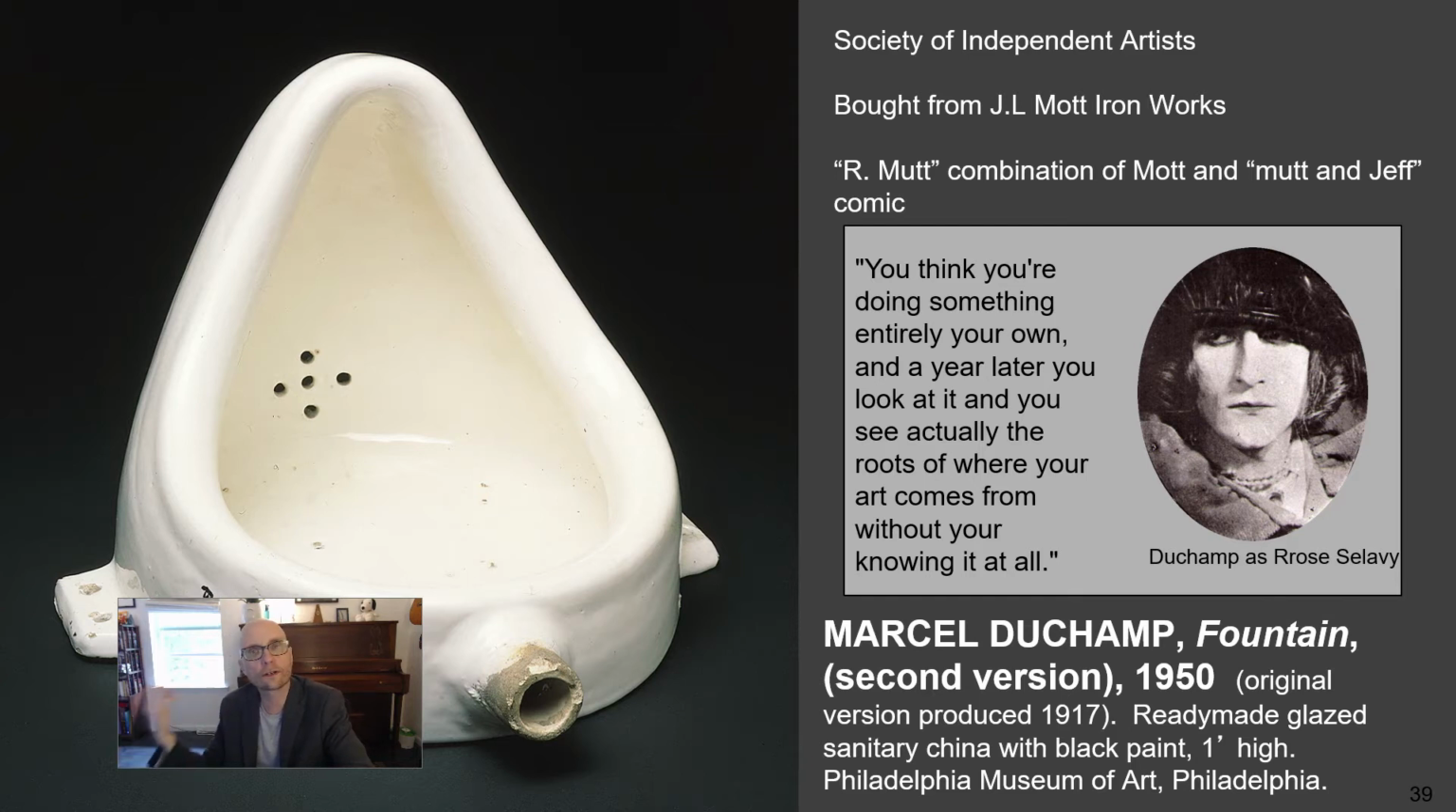But Duchamp goes to New York, and he becomes a member of this group called the Society of Independent Artists, who have this big public art show. And Duchamp, with this work that you see here called Fountain, and yes, it's a urinal, he introduces the concept.